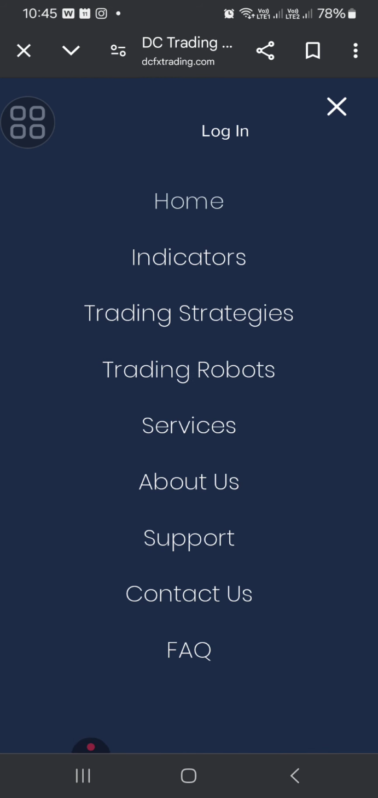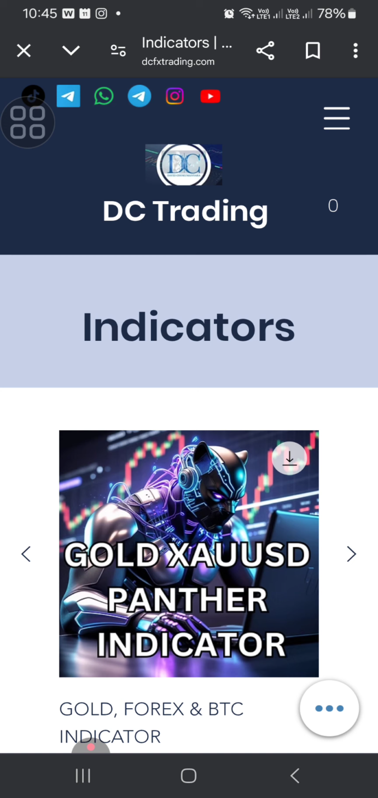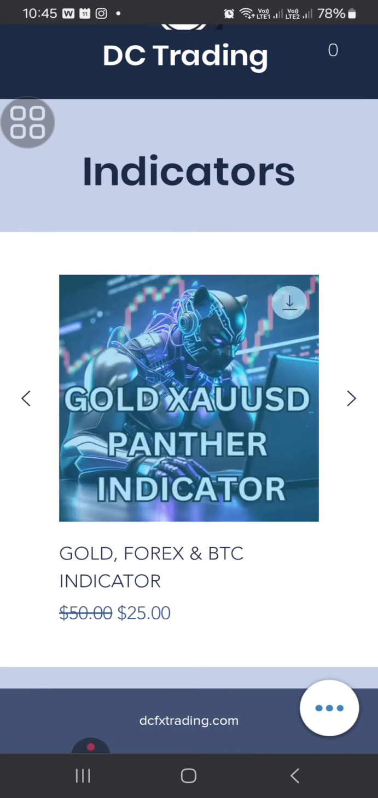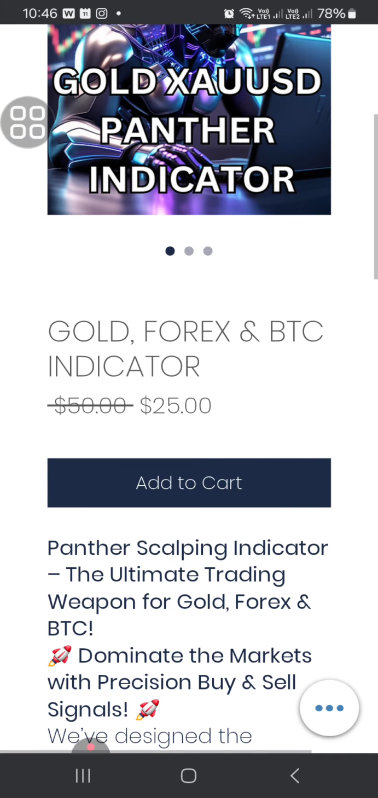So we are interested. Like what I said, we have indicators. You come on indicators, click on indicators. You can see, so we have the gold. So the gold can also be used for BTC, gold, and Forex. The indicator also works the same. Okay, let me just give you more details on this particular indicator.